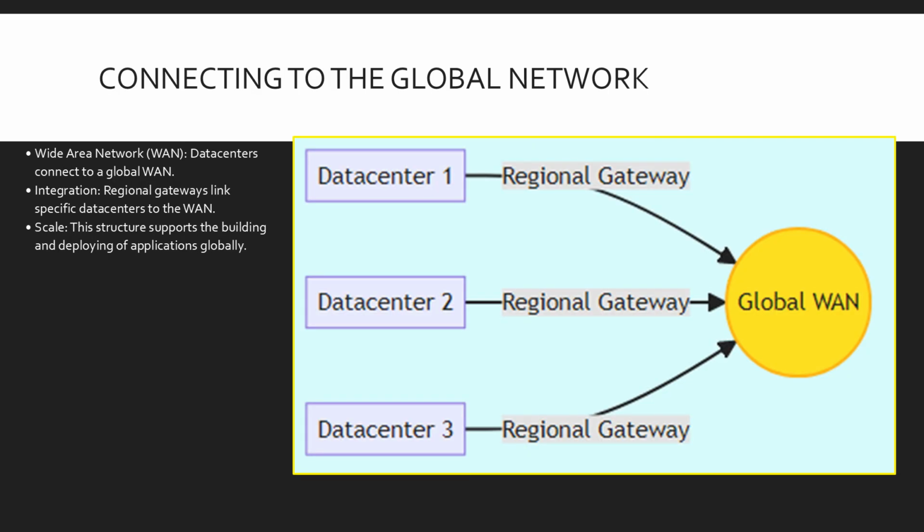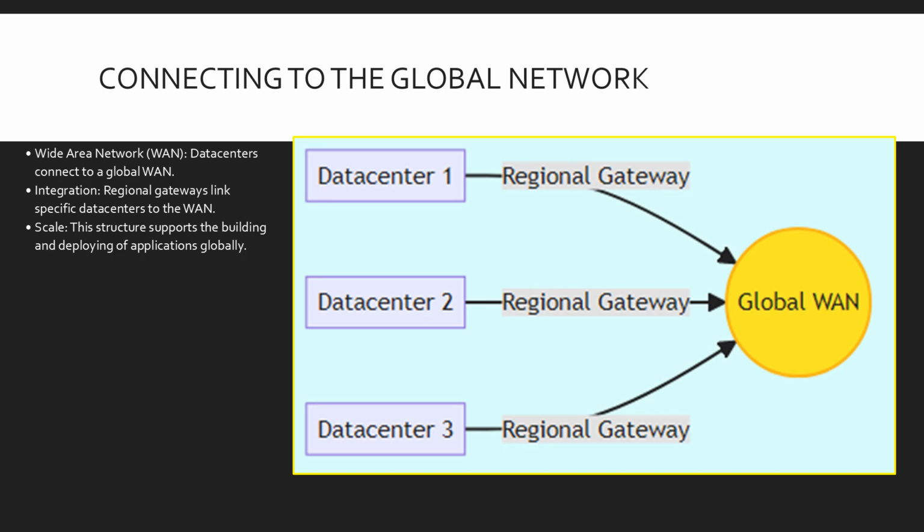Azure data centers do not operate in isolation. They are integrated into a massive wide area network, or WAN. Regional gateways act as the bridge, connecting the specific data center's Tier 2 network to this global WAN. This architecture allows Microsoft to manage a cohesive network of data centers, providing the infrastructure you need to build, deploy, and manage applications and services that can reach users anywhere in the world.